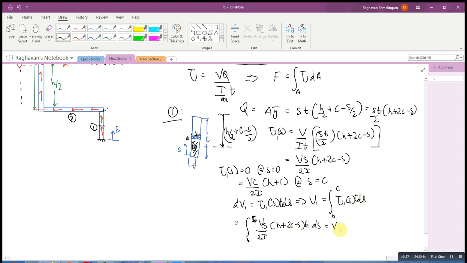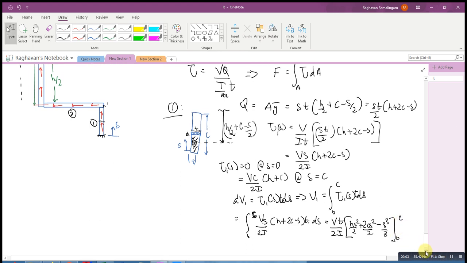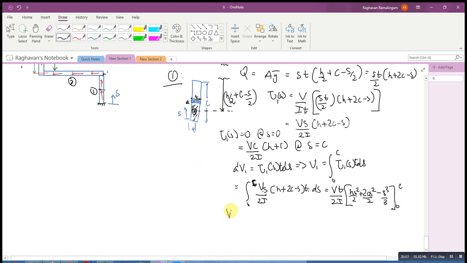Okay, into t ds, which gives me Vt by 2I, and integrating this whole thing over s, I get Hs squared by 2 plus 2cs squared by 2 minus s cubed by 3 between 0 to c, giving me the total force in element 1, V1, is nothing but Vt by 2I into Hc squared by 2 plus 2c cubed by 2 minus c cubed by 3. I can simplify it and write it in general as Vt c squared by 12I into 3h plus 4c.